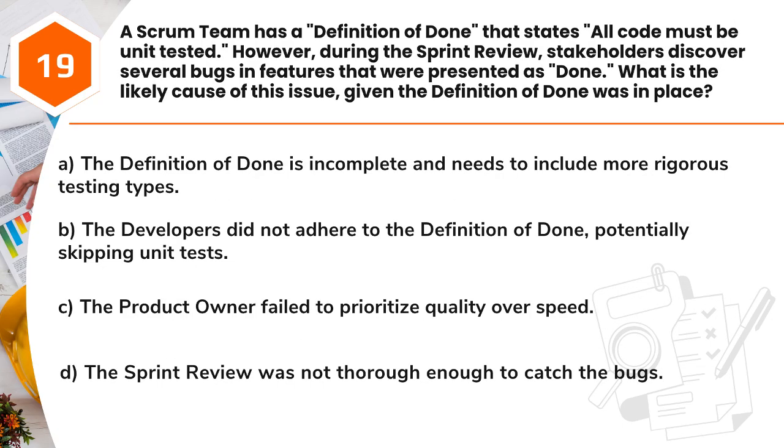Question 19. A Scrum team has a definition of done that states all code must be unit tested. However, during the sprint review, stakeholders discover several bugs and features that were presented as done. What is the likely cause of this issue, given the definition of done was in place? A. The definition of done is incomplete and needs to include more rigorous testing types. B. The developers did not adhere to the definition of done, potentially skipping unit tests. C. The product owner failed to prioritize quality over speed. D. The sprint review was not thorough enough to catch the bugs.